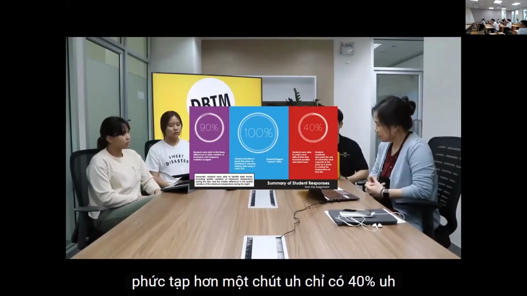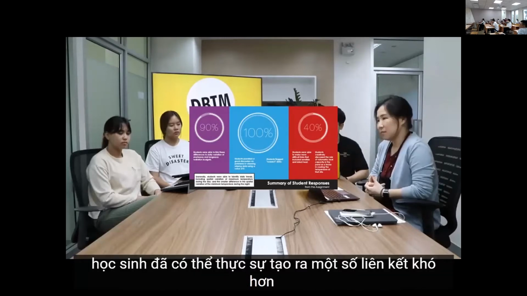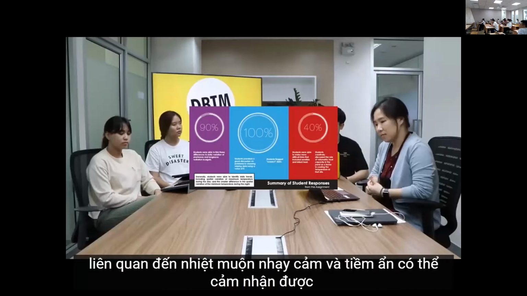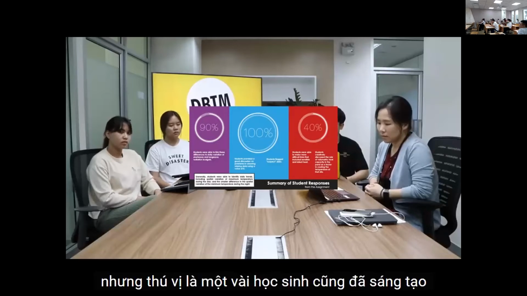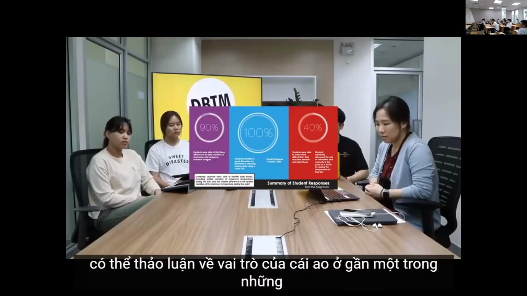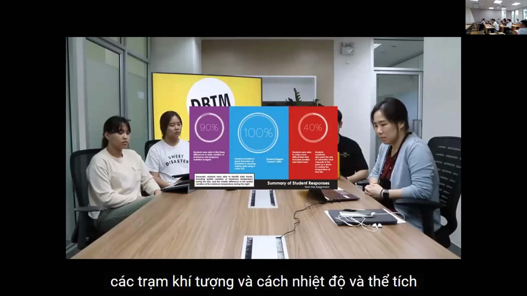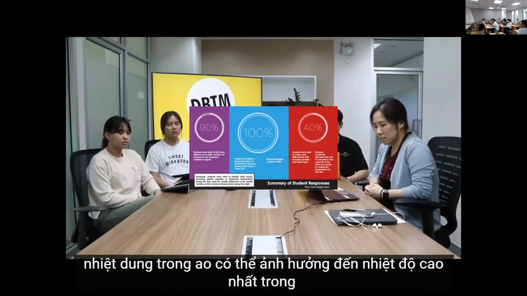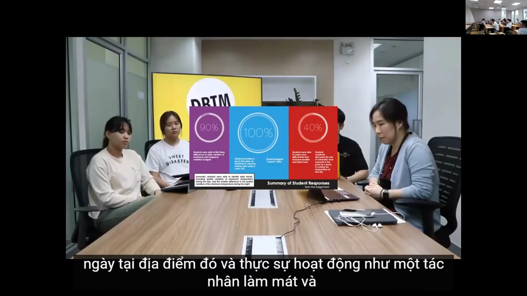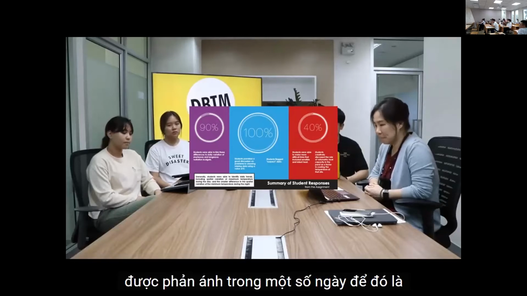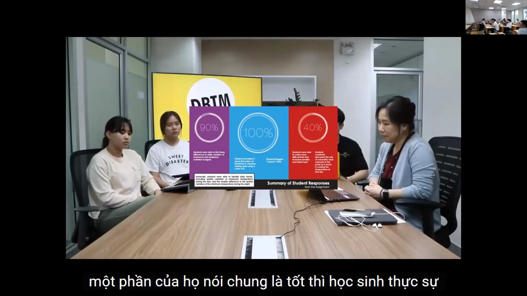A little trickier, only 40% of the students were able to actually make some more difficult links with respect to sensible and latent heat. But interestingly enough, a couple of the students also were creatively able to discuss the role of the pond, which was near one of the meteorologic stations, and how the temperature and volumetric heat capacity in the pond could impact peak temperatures during the day at that site and actually act as a cooling agent, and that was reflected in a number of days. So that was a good pickup on their part.